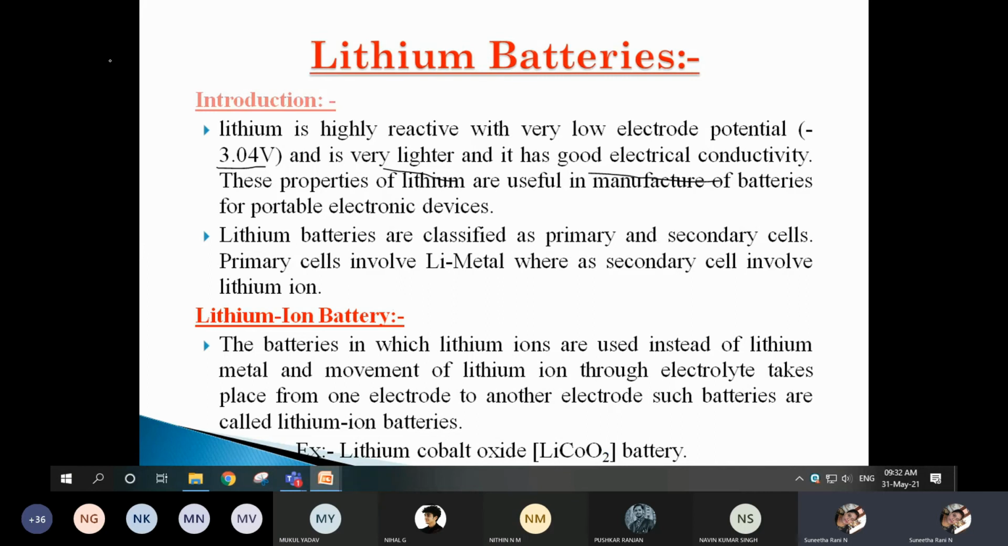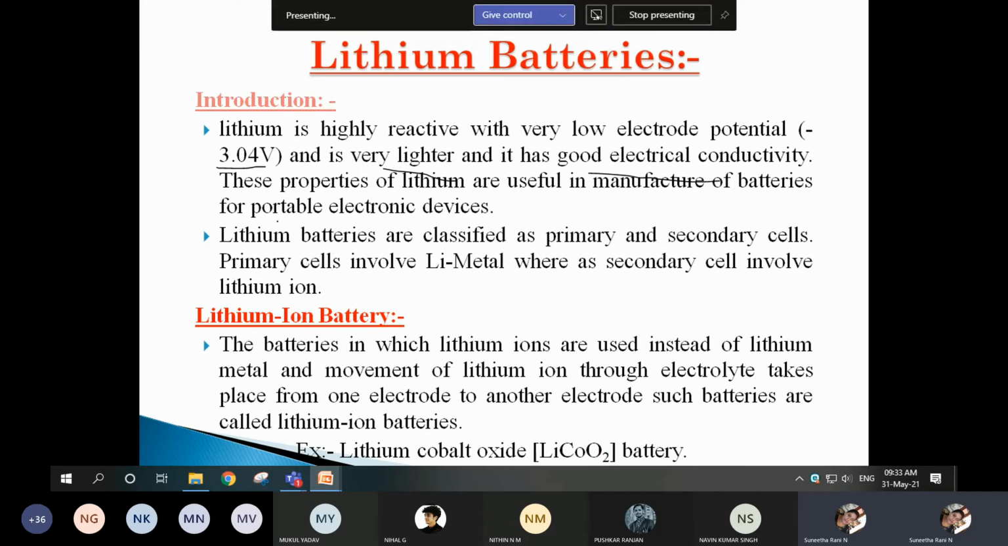Nowadays, almost all your cell phones use lithium ion batteries. Because lithium is lighter in weight, portable electronic devices are one of the major applications, because it produces minus 3.04 volts of electricity. So these lithium batteries are classified as primary and secondary cells. Primary cells involve lithium metal, whereas secondary cells involve lithium ion. It is classified as primary and secondary cell.